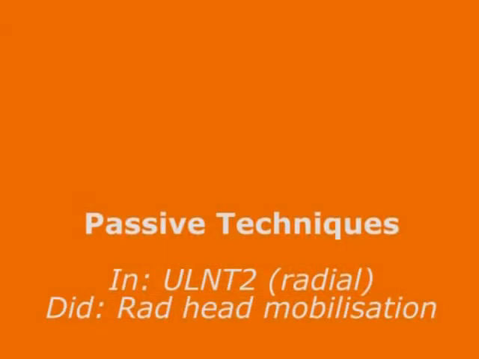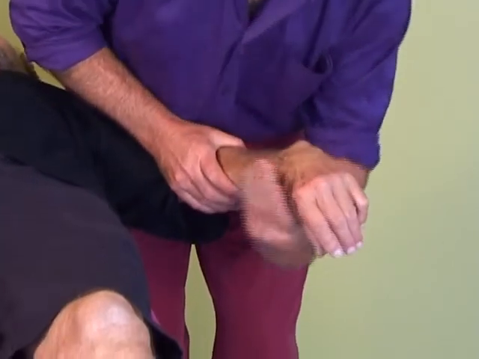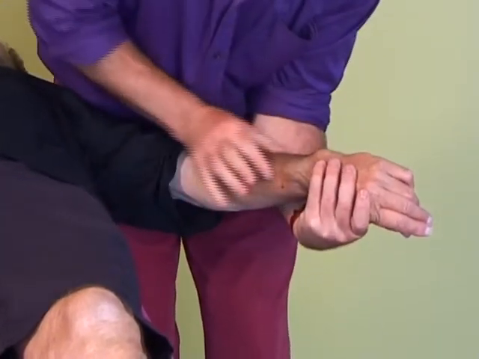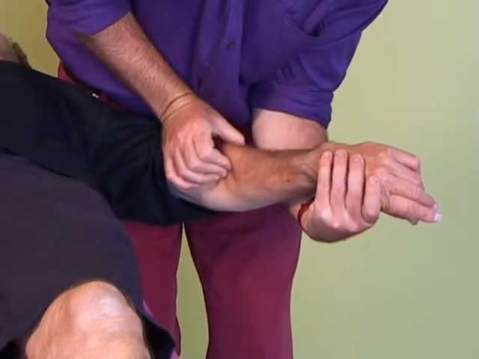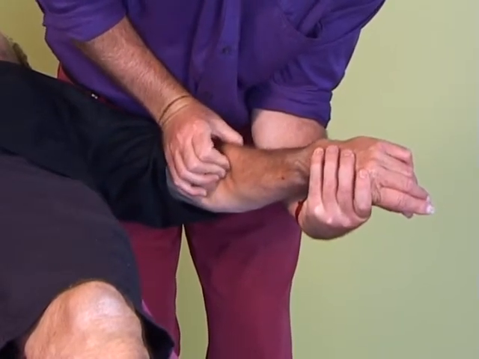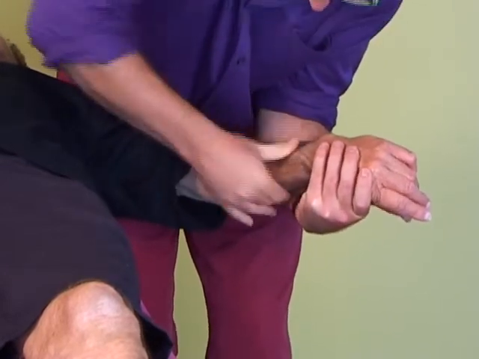Passive techniques. Radial head mobilizations in ULNT2 for the radial. Here I've taken up the radial nerve position, and in this position I'm mobilizing the head of the radius. It's quite an aggressive technique. In the same position, soft tissue techniques can also be used.